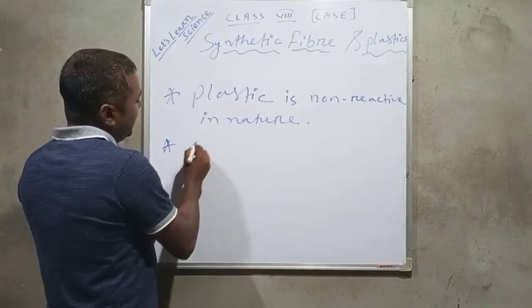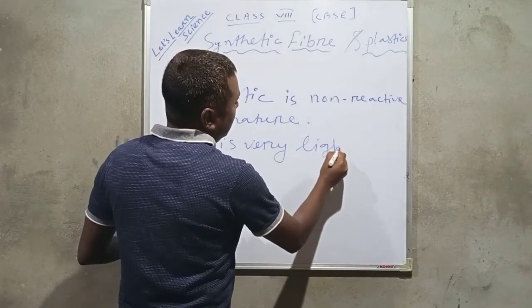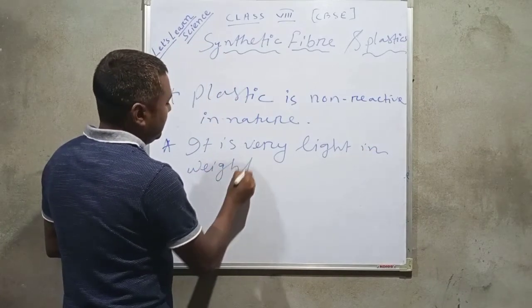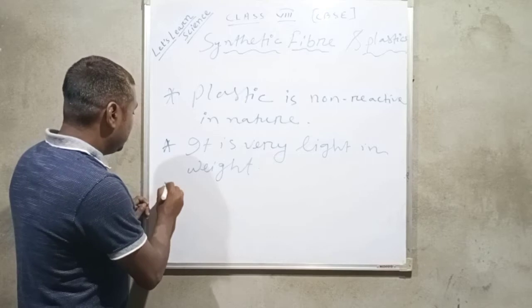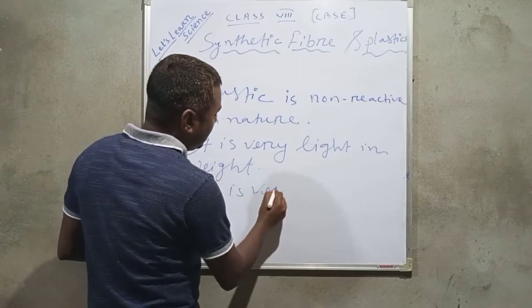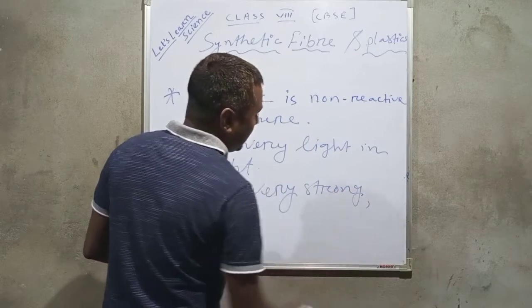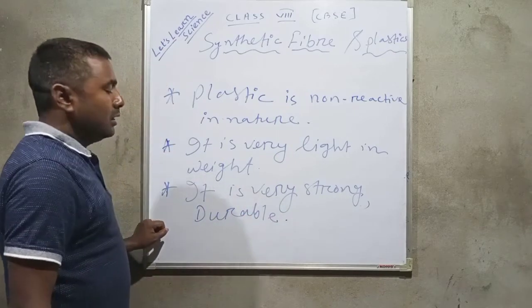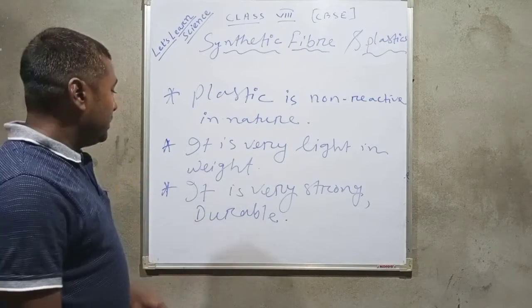Then it is very light in weight. Its weight is very light. That's why you prefer plastic. Then it is very strong. Although it is light, but very strong. And how do you know? You can write here durable. It is very strong and durable. That means it can be used for a longer period of time compared to other material.